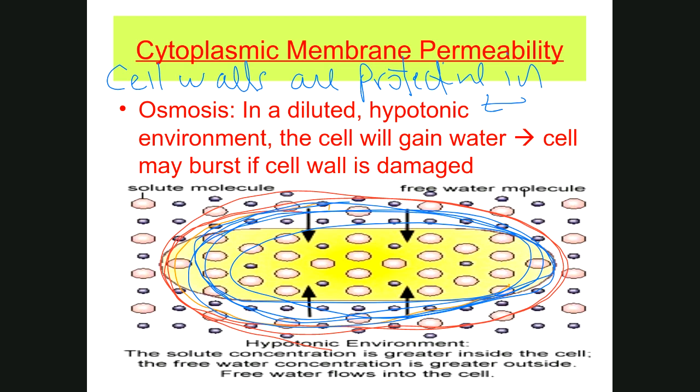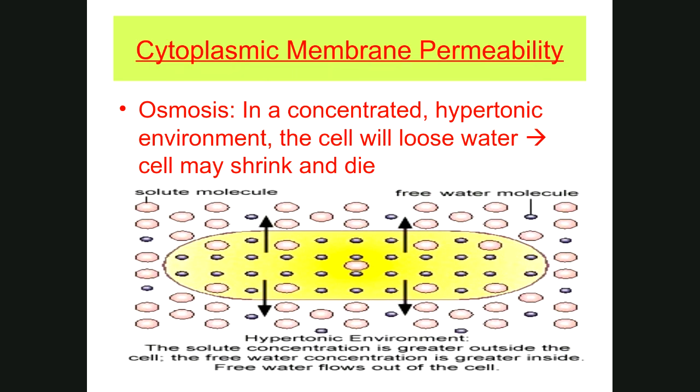Most bacteria live in hypotonic environments. So they've adapted to hypotonic environments. So do you want to harm a bacteria? Give it a hypertonic environment. They have no protection from a hypertonic environment. The cell will shrink and die.